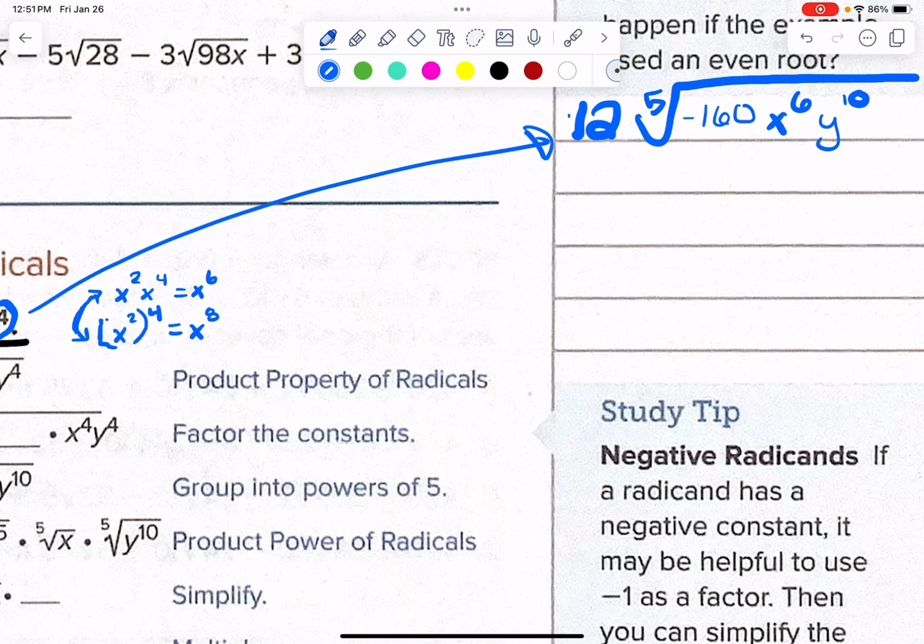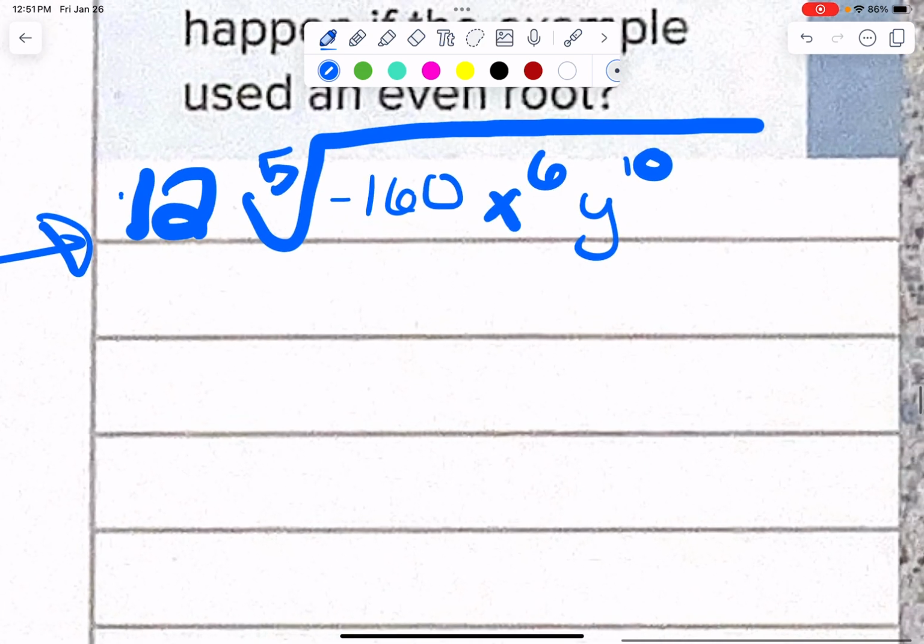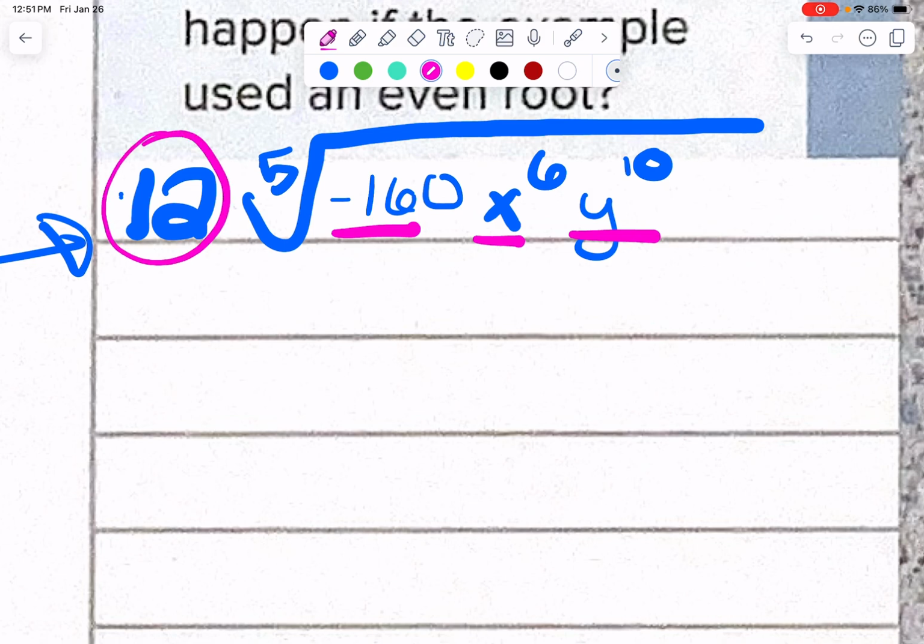And now all we have to do is break stuff down. Like the 3 pieces that I have underneath of here, I'm going to try to break those down, okay? So this is the last part. This 12 is just going to chill. He's just going to hang on, and that's going to be in my final answer, okay? But I need to look at the 5th root of negative 160. Can I have a negative underneath of there?